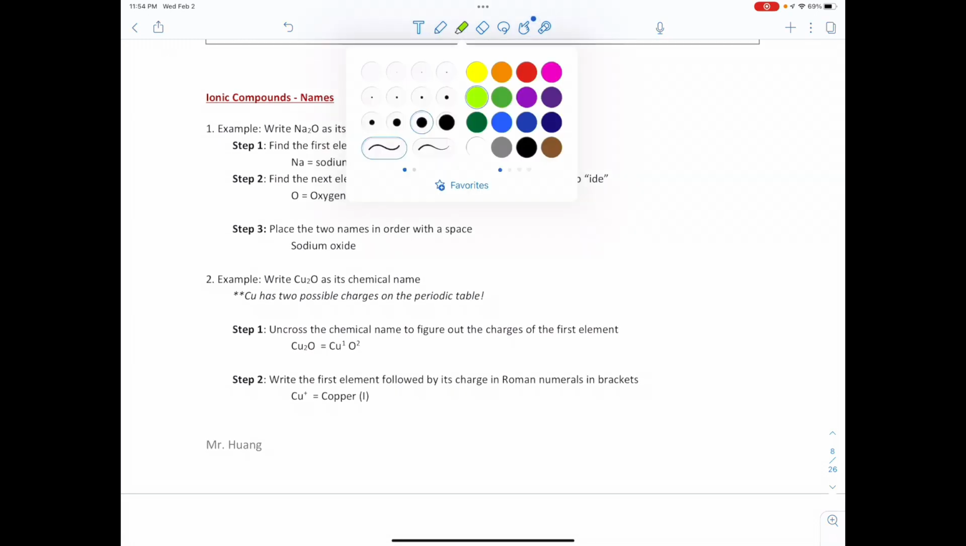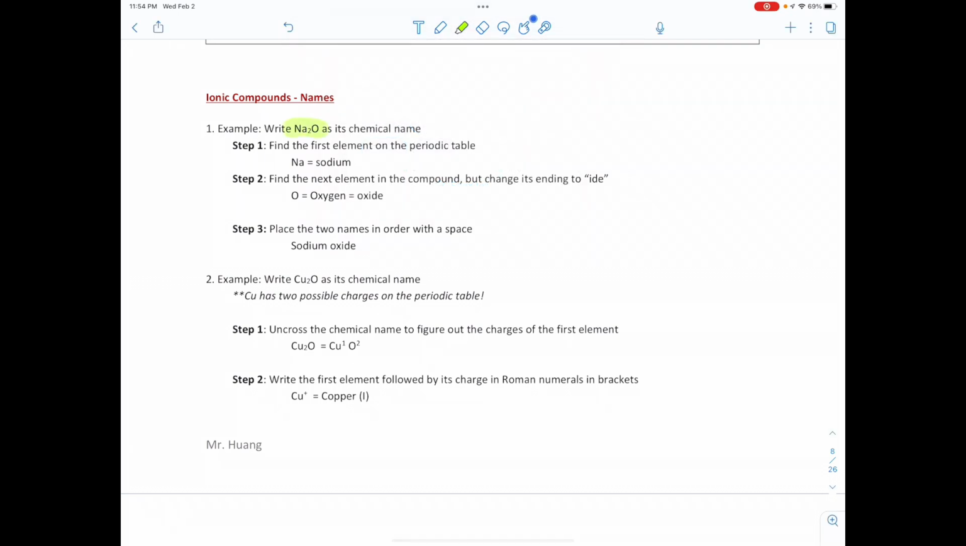We're going to write Na2O as its chemical name. So first thing we're going to do is Na. We're going to look on the periodic table. So Na is sodium. And then the next thing we're going to do is we're going to look at the next element. So that's the O. We're going to look for it on a periodic table.